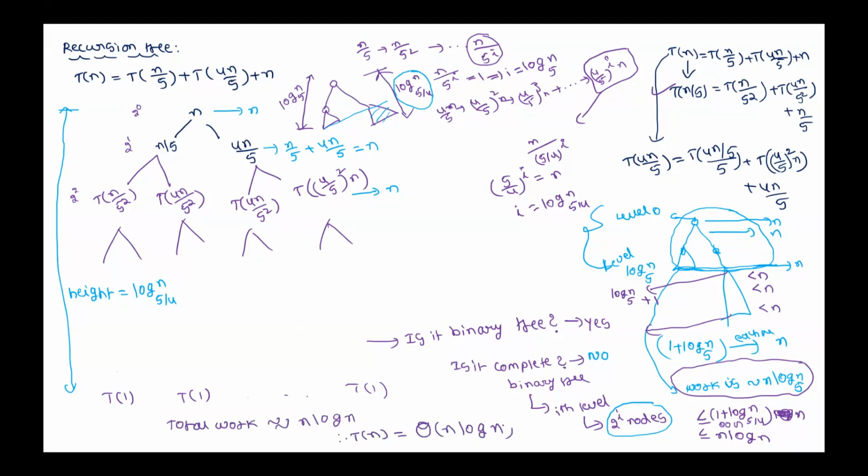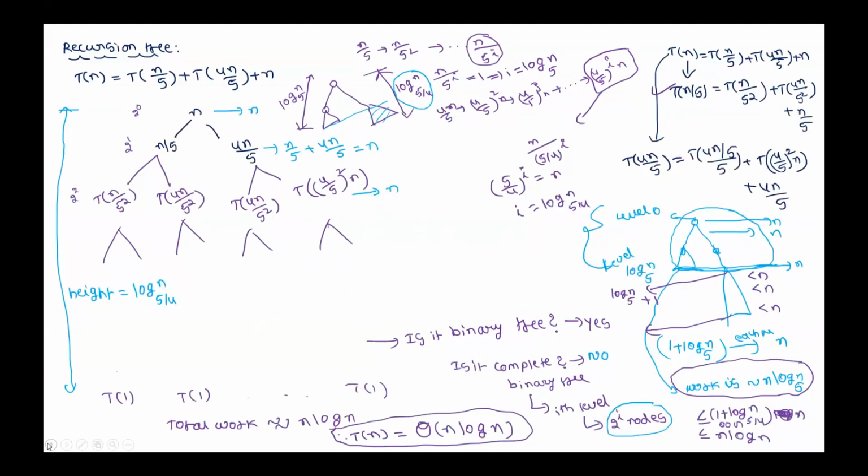This is a much better bound when compared with the previous two bounds which we got using the master theorem. T of n is theta of n log n. Now, based on this, can we generalize: if it is of the form n by 2, n by 3, n by 4 plus n, something like that, can we say that its order of growth is always n log n? We'll see with an example.